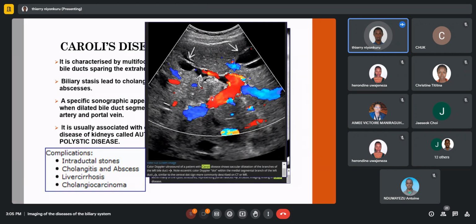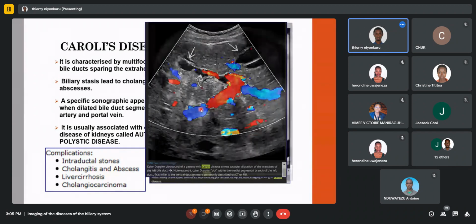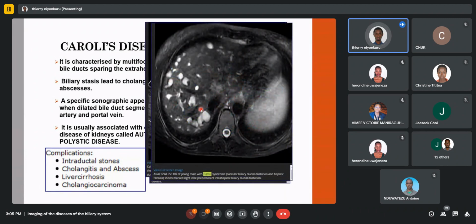On color Doppler ultrasound, we can see these vessels, and we can see this circular dilatation of the intrahepatic duct. As we can see, it is in the left lobe, mainly affecting the left hepatic duct. On MRI T2 sequence, it better characterizes the intrahepatic bile duct dilatation, where it is more prominent in the right lobe, which means it is affecting the right hepatic duct. This is also characteristic of Caroli disease.